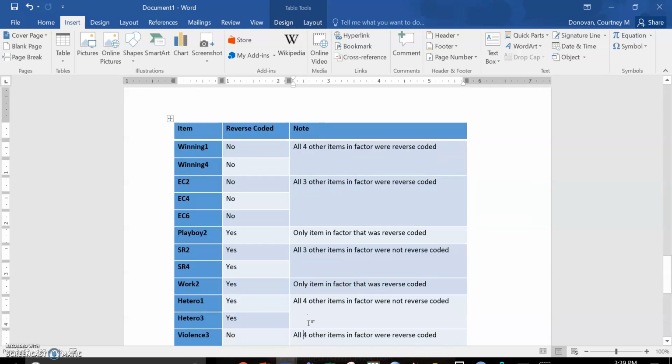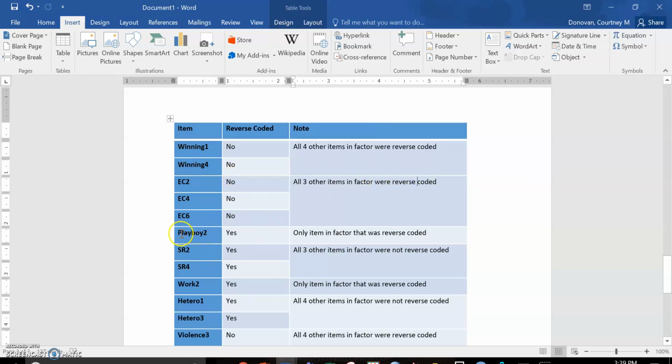Here's a different scale and we see the same thing. So here we have two items that were problems, that they didn't load as intended, they were less reliable, and so we had to remove them. So two items of the winning factor were not reverse coded, the only two that were not reverse coded. All other items were reverse coded. So the reverse coded items are grouping together instead of the winning factor. We see the same thing with the EC factor. So here, these were not reverse coded, the other items were reverse coded.